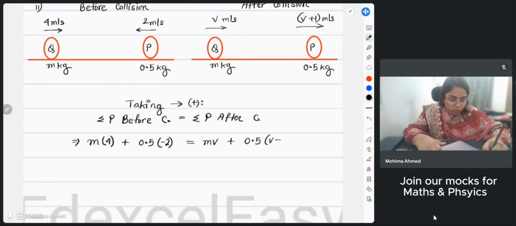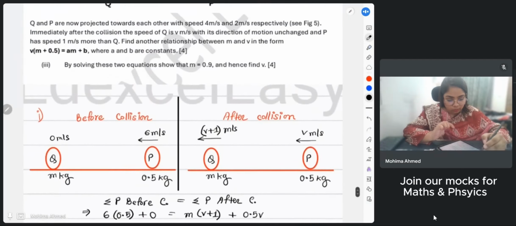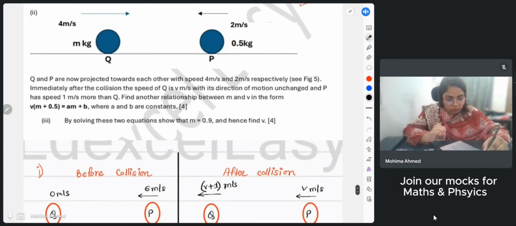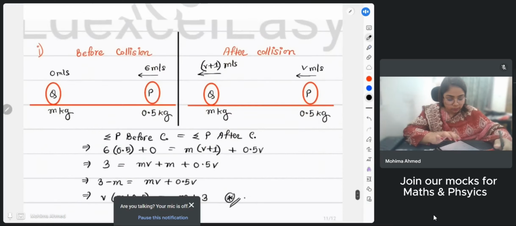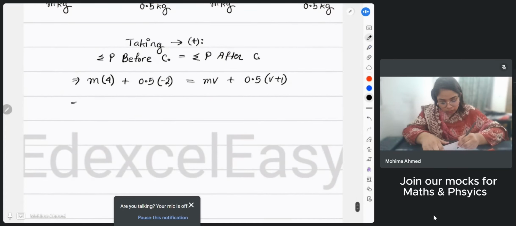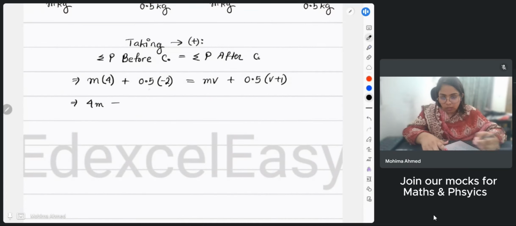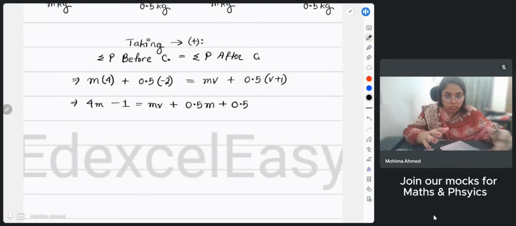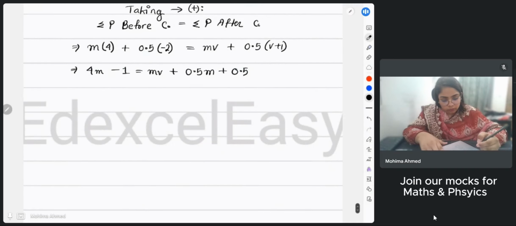Let me just check for the last time if I'm correct. Q, V, direction P, 1. Yeah, that's correct. So we're going to continue with the calculation. Half with 2 is 1. So this is 1 and this is mv plus 0.5m plus 0.5. So I'm going to take all the numbers to one side. So now you have 0.5v, right? Which is 4m minus 1 minus half, and then you have mv plus 0.5v.